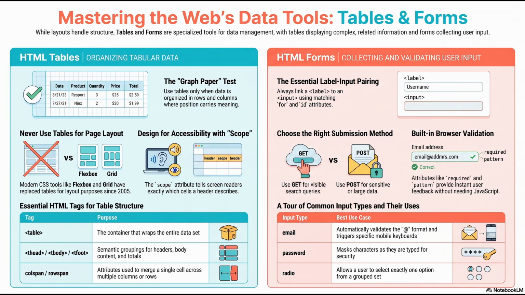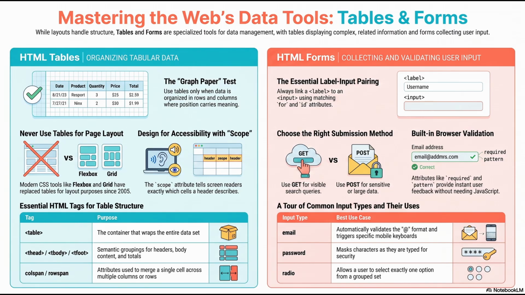So we have to start with how we present data to the user before we can ask for data back. That means diving into tables. And the source material has this brilliant, incredibly simple heuristic to determine if you actually need a table. It's called the graph paper test. Oh yeah, it's the perfect rule of thumb. The test is exactly what it sounds like. If you have a set of raw information and your natural instinct would be to sketch it out on a piece of graph paper. Like a university class schedule or something?